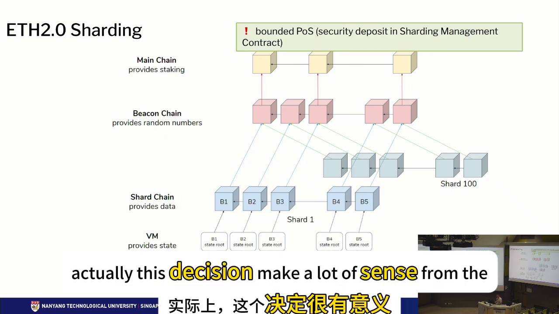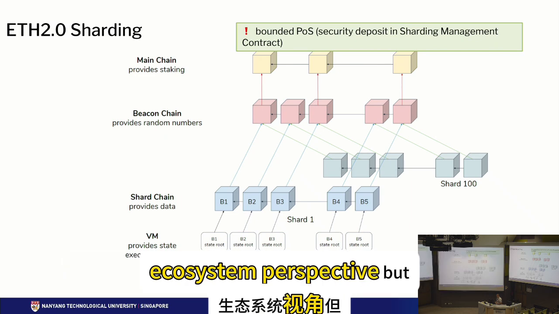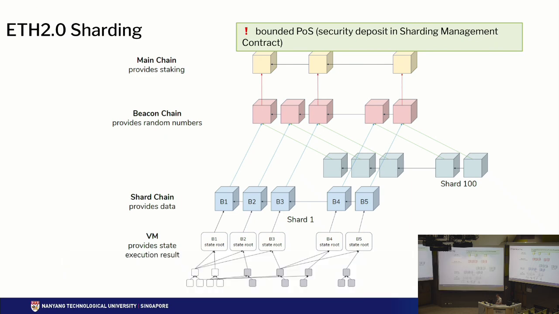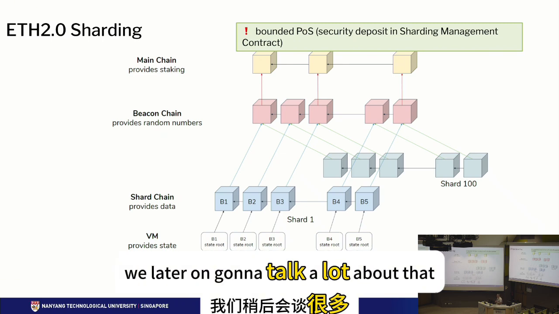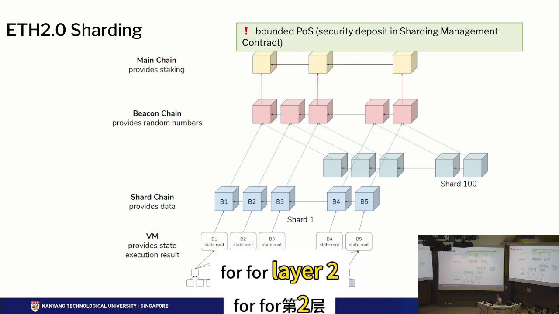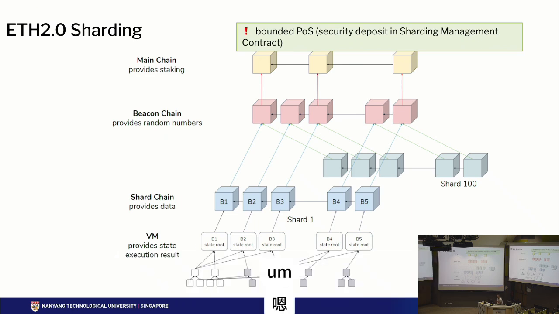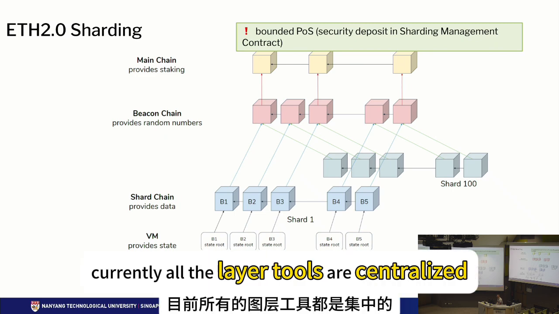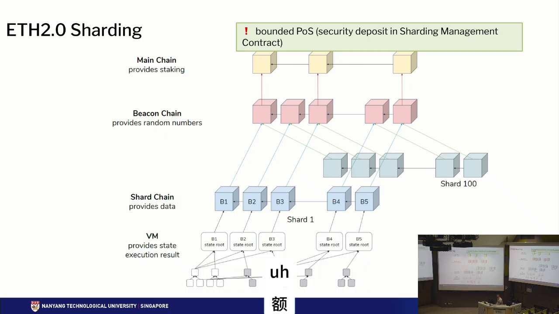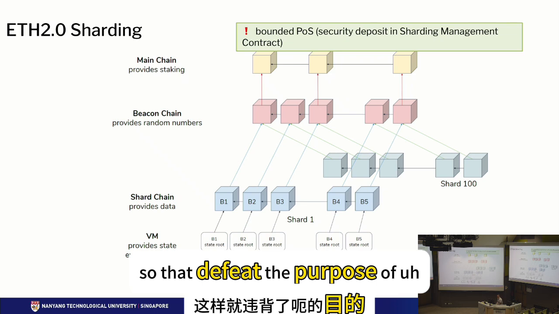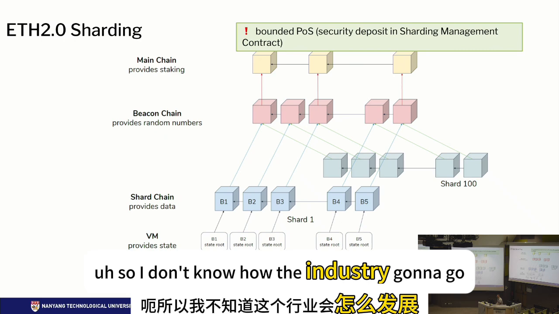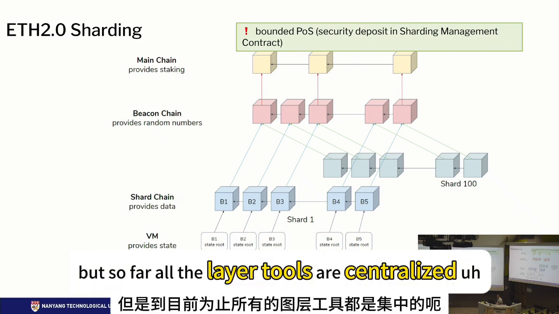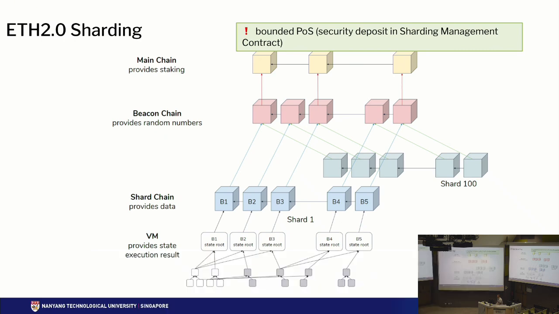Actually, this decision makes a lot of sense from the ecosystem perspective, but by making that decision, we are later going to talk a lot about that. For layer 2, currently all the layer 2s are centralized. So that defeats the purpose of that decision. I don't know how the industry is going to go, but so far all the layer 2s are centralized in a way.